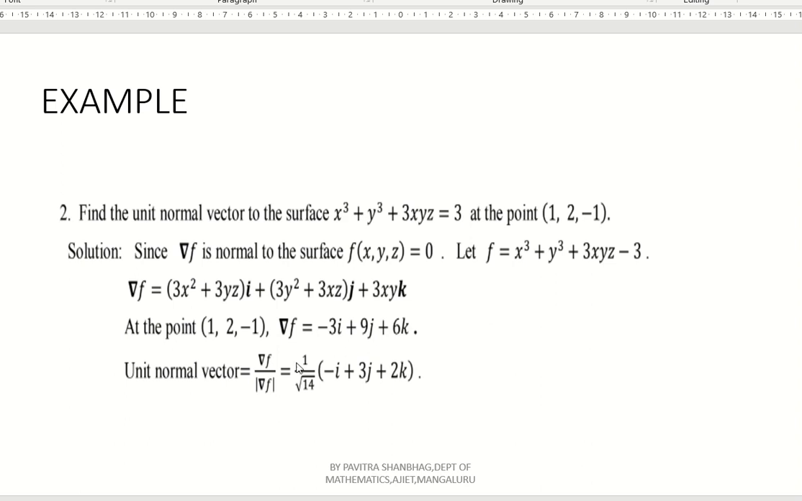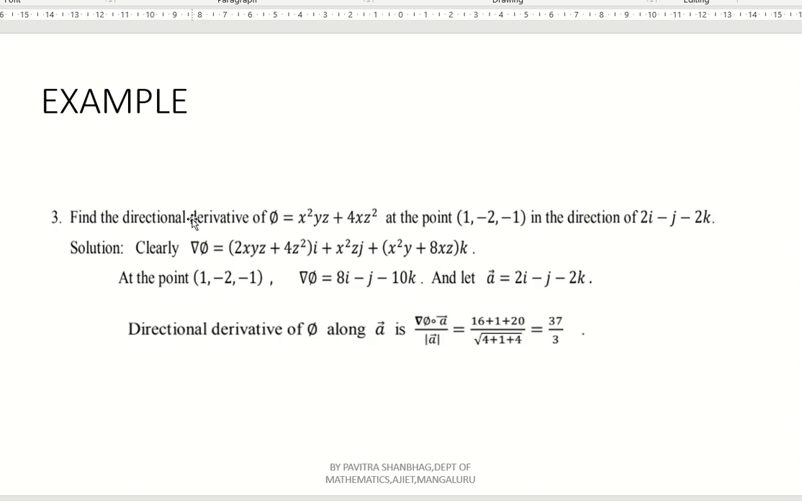If you take 3 outside, remaining is minus i plus 3j plus 2k divided by what? Root of. So since we have taken 3 outside, what remains? Divide by root of 1. Minus 1 whole square is 1, plus 3 square is 9, plus 2 square is 4. So 9 plus 4 plus 1, so root 14. So 3 get cancelled. So what remains here totally? Minus i plus 3j plus 2k divided by root 14. Okay, so this is the unit normal vector to the given surface at the point 1, 2, minus 1. Okay, now let us move to one more example.